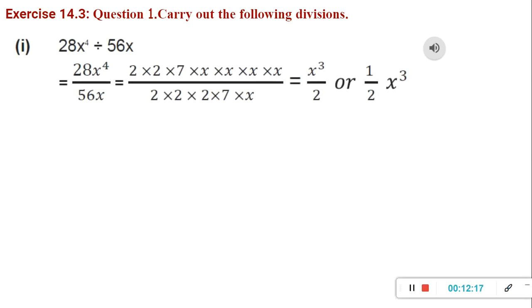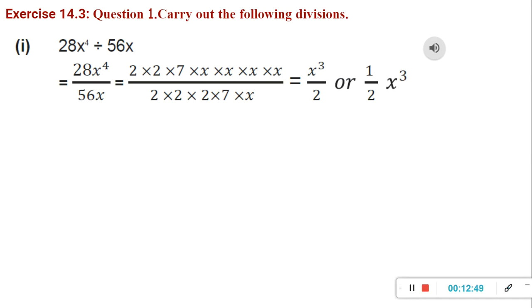So first we can factorize the numerator and denominator both. So 28x raised to 4 can be written as 2 into 2 into 7 into x into x into x into x, means x 4 times. Same way we can do 56 also, 2 into 2 into 2 into 7 into x. Now you can cancel the same factors in numerator and denominator. So here cancel the 2, again one more 2, and 2, and 7 and 7, and 1 x and x.